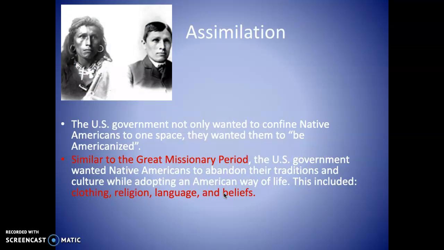With assimilation, they're also basically changing one culture to another culture. So the U.S. government not only wanted to confine Native Americans to one space, but they wanted them to become Americanized. This is similar to the Great Missionary Period, when the Spanish were forcing their culture upon the Pueblo people. The U.S. government wanted Native Americans to abandon their traditions and culture while adopting an American way of life. So forcing American culture on Native Americans. This included clothing, religion, language, and beliefs.